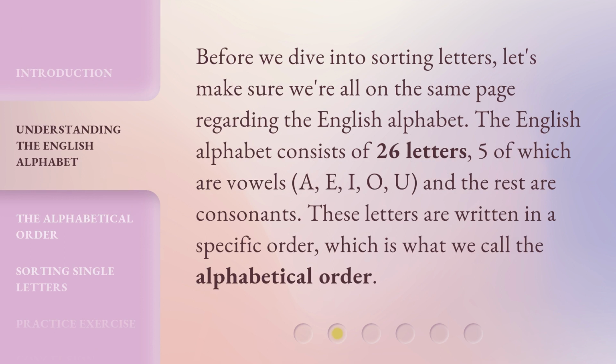Before we dive into sorting letters, let's make sure we're all on the same page regarding the English alphabet. The English alphabet consists of 26 letters, 5 of which are vowels: A, E, I, O, U, and the rest are consonants. These letters are written in a specific order, which is what we call the alphabetical order.